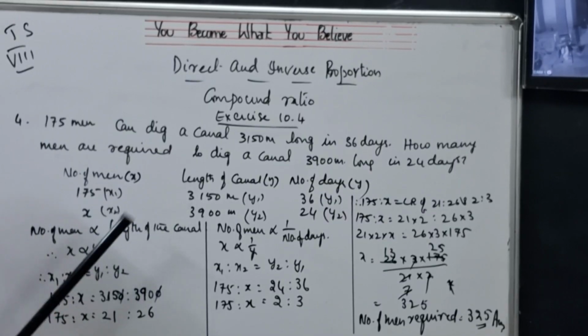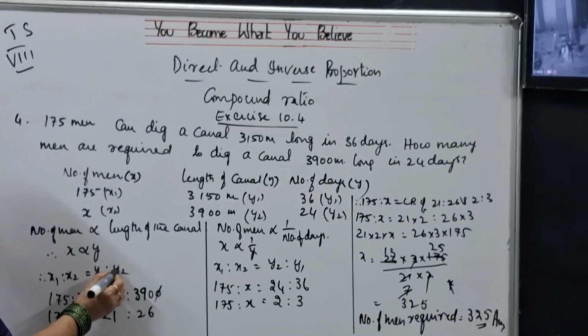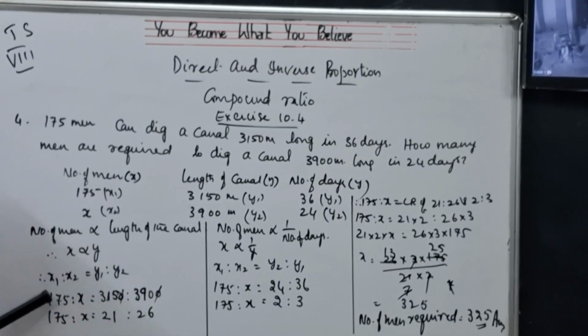Number of men and length of canal are directly proportional. So x1 is to x2 is equal to y1 is to y2. Here x1, x2, y1, y2. 175 is to x is 3150 is to 3900. So 0 and 0 can be cancelled. 15 twos are 15 ones are 15 twos are 15 sixes are. 21 is to 26. 175 is to x is equal to.